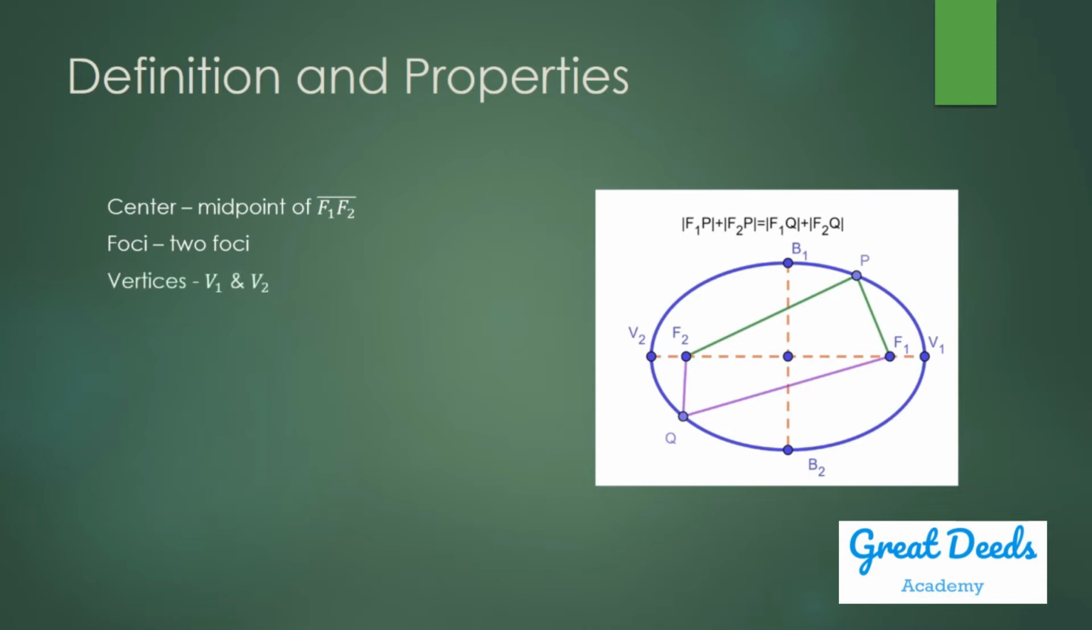V1 and V2 are the vertices, and the line through the vertices is what we call the principal axis. The principal axis will tell us the orientation of our ellipse. The principal axis can be horizontal, it can be vertical. So when it is horizontal, you can imagine an ellipse that seems to be lying on a bed. When the principal axis is vertical, it's going to be an ellipse that seems to be standing up.